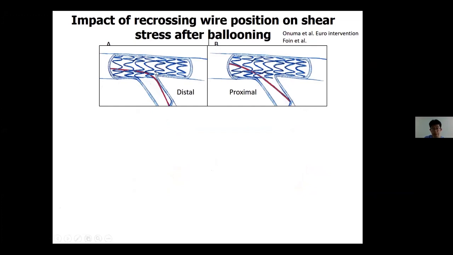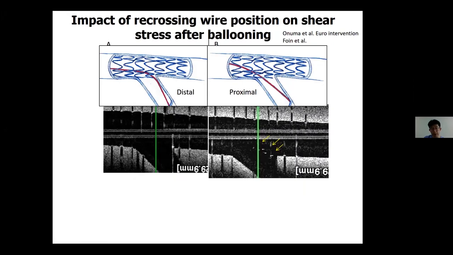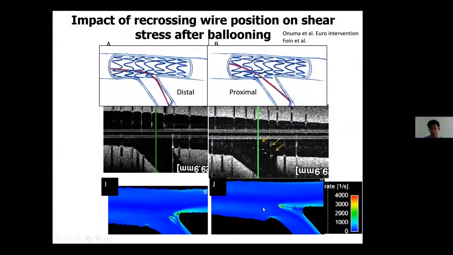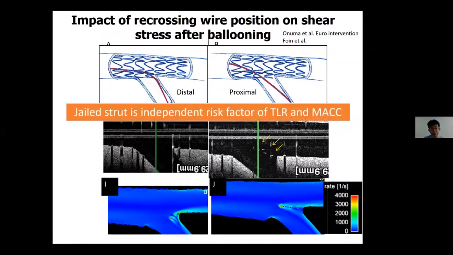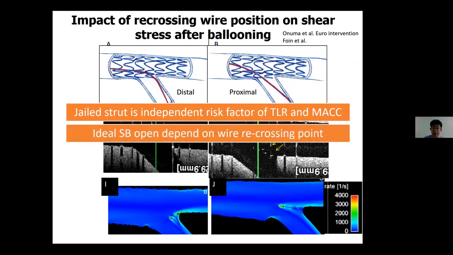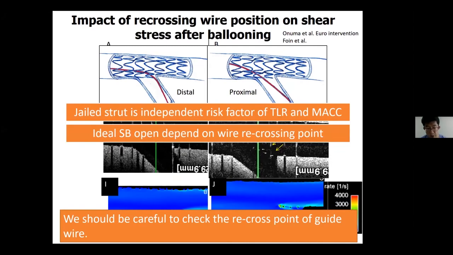And the impact of recrossing wire position on shear stress after ballooning. Panel A, far distal side. Panel B, proximal side. After KBI, in panel B, this is a stent strut remaining. This is a jailed strut. In such a situation, shear stress is no good here. This is the risk of bad clinical course. A jailed strut is an independent risk factor of TLR and MACE. Whether the side branch opens depends on the wire recross point. So we should be careful to check the recross point of the guide wire. It's a very important message.